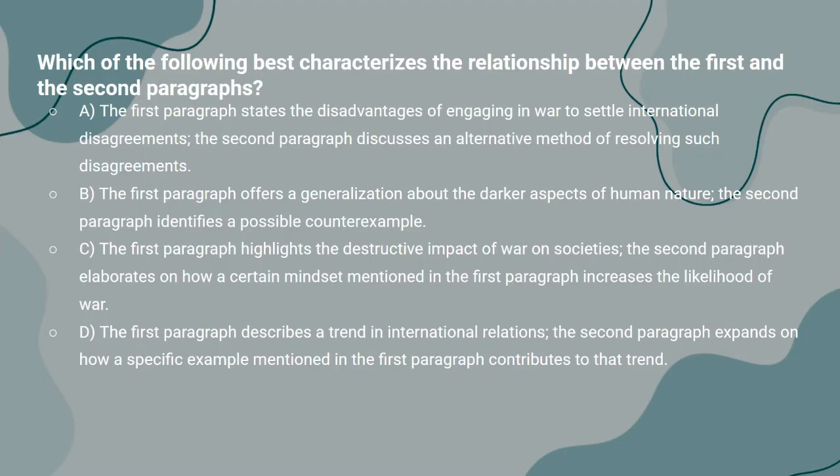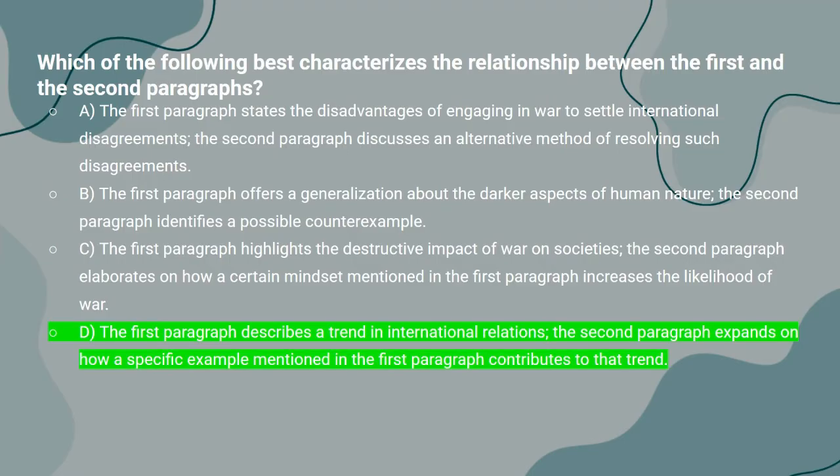C is also going to be wrong. The correct answer is going to be D. The first paragraph describes a trend in international relations. The second paragraph expounds on how a specific example mentioned in the first paragraph contributes to that trend.